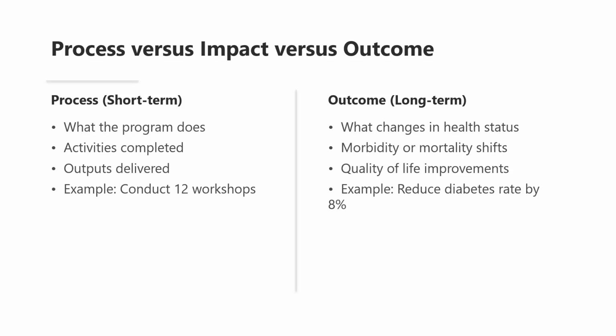On the other end, outcome objectives describe the ultimate changes in health status that the program aims to produce. These are the hardest to measure and take the longest to achieve. Reducing disease rates, decreasing mortality, and improving quality of life are all outcome-level objectives. Now here's where it gets really interesting. Between these two extremes sit the impact objectives, which include learning, behavioral, and environmental objectives. Impact objectives represent the intermediate changes that must happen for the long-term outcomes to be realized.